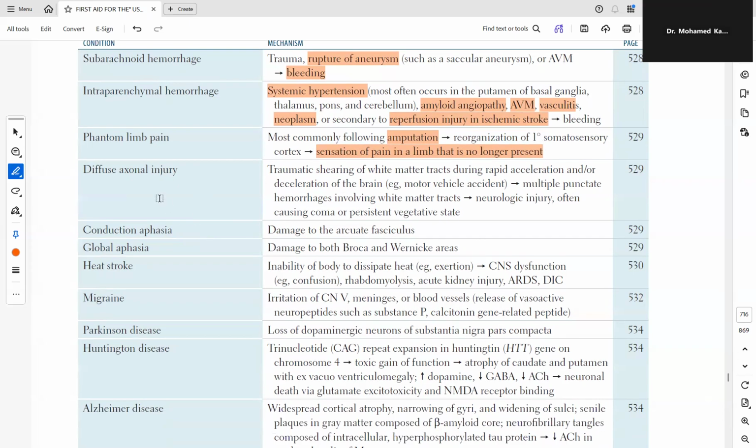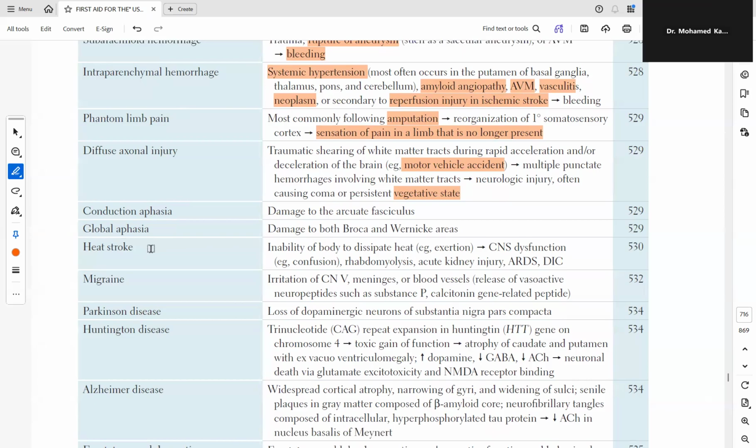Diffuse axonal injury, maybe traumatic shearing of white matter tracts during rapid acceleration and/or deceleration of the brain, like in a motor vehicle accident. So there will be multiple punctate hemorrhages involving white matter tracts, leading to neurologic injury, often causing coma or persistent vegetative state, meaning a coma state.